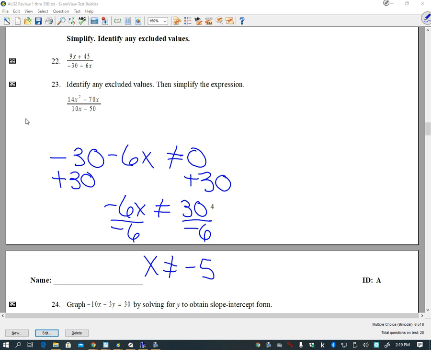Negative 30 minus 6 times, sorry, not 5, but negative 5. So negative 30 plus 30, right? Which equals 0. And darn it all, guys, I told you not to do that. So what we're saying is the excluded value is negative 5. Does that make sense?